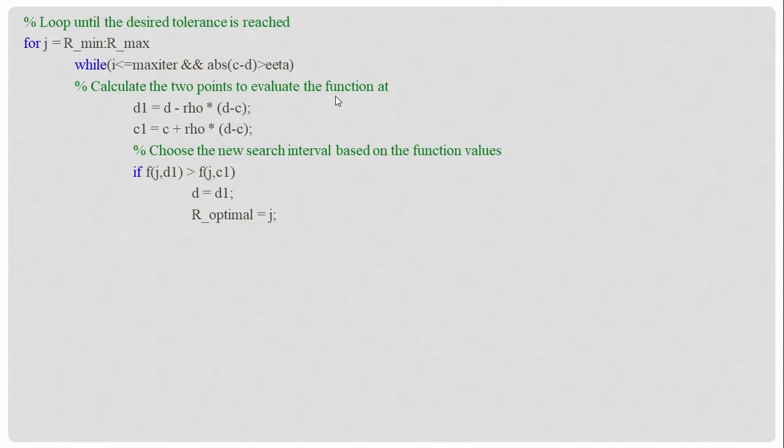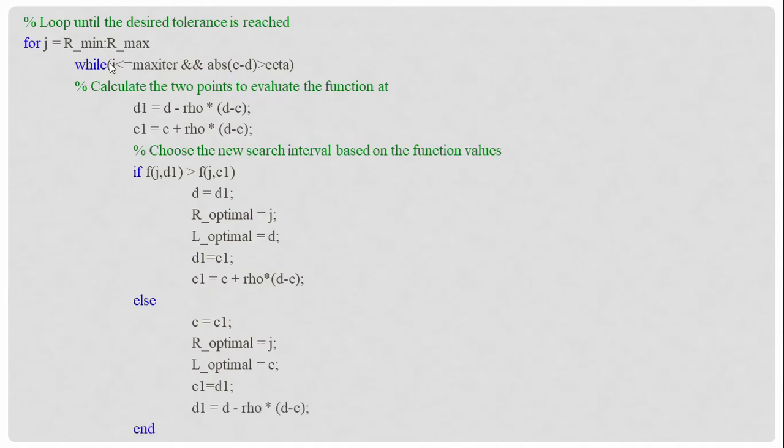Okay, so yeah, we'll change the optimal values over here, and again we'll consider the points, and this is the optimized calculation by taking D1 equals C1 and new C1 equals these old values. Okay, if this is not the case, then again we'll go to the else case. Optimal values will be changed. I mean, R optimal will be decided outside the while loop. L optimal will be decided inside the while loop. So this is the same process which you do.